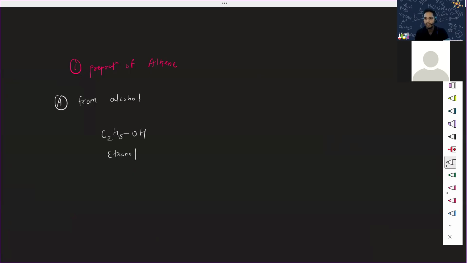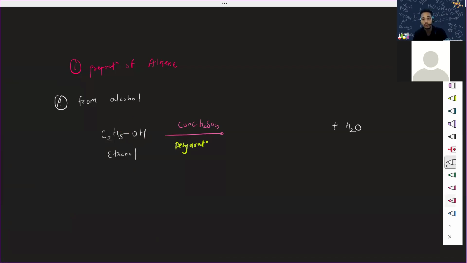If you take this ethanol and if you take concentrated H2SO4, this becomes a dehydration reaction. What is a dehydration reaction? Where a water molecule is removed. Yes or no? So this is OH and one H from here. So what will you get? H2O will be removed.